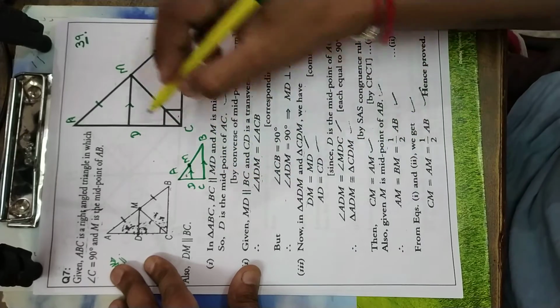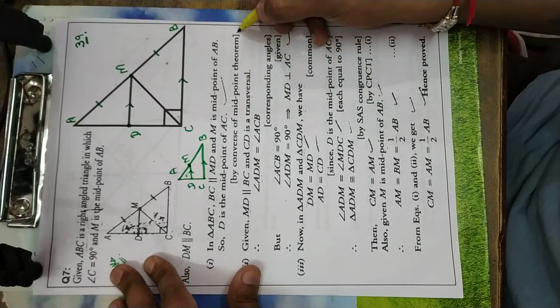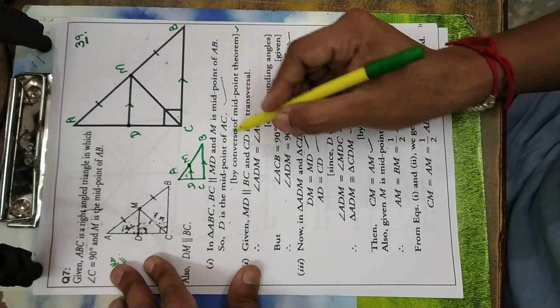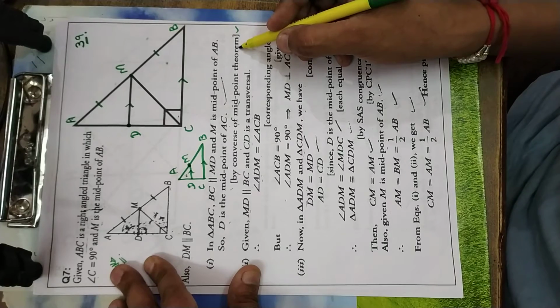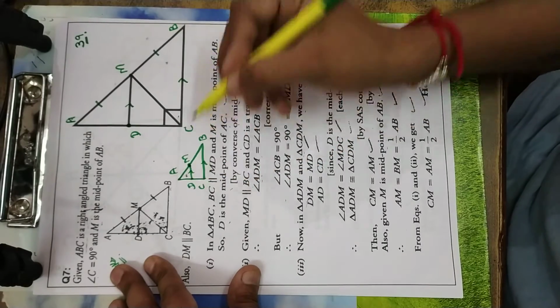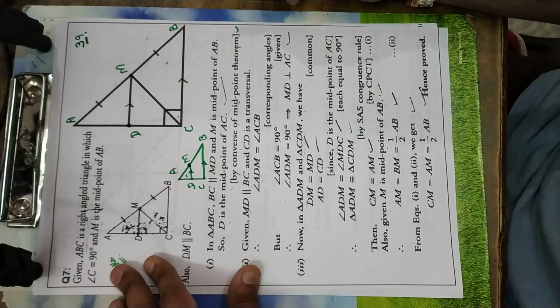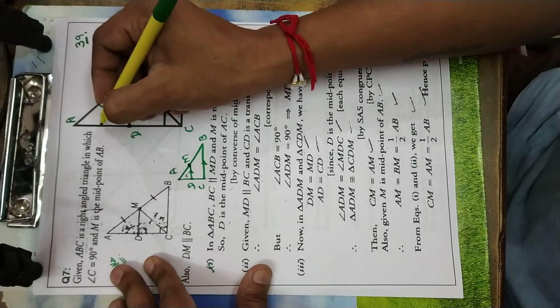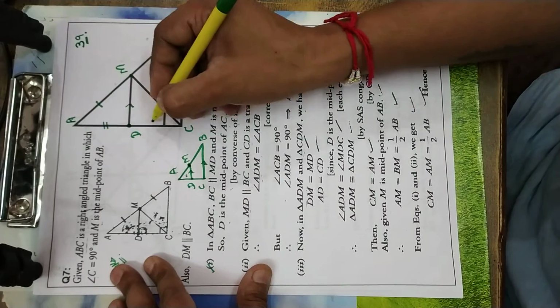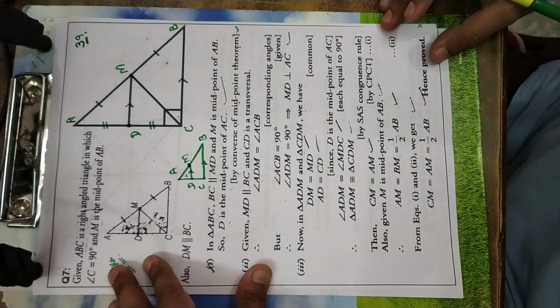So by the converse of the midpoint theorem, I can say that D is also a midpoint, because M is a midpoint and DM is parallel to CB. So the first part is complete. From here we get AD equals DC.